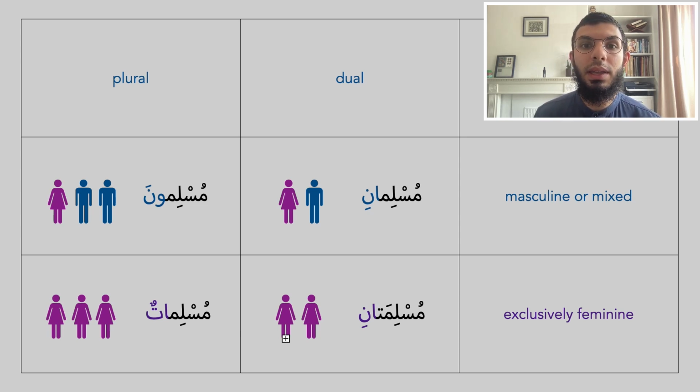So muslimani, we could have a man and a woman. That would be absolutely fine. We can use muslimani there. Muslimuna, again, can refer to a mixed group. But the feminine dual and plural can only refer to groups which are exclusively feminine. So bear that in mind. If you say muslimatani, you're only referring to 2 Muslim women, and there can't be a man on the scene. Again, the same with muslimatun. And this would go across all different nouns when we apply these suffixes.